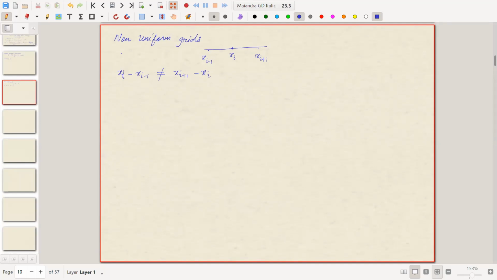Basically, I would like to introduce a notation here, just to avoid confusion. What is the notation? Whatever I have written here is delta x i minus 1. And whatever I have written here is delta x i. Is it okay with you? It's just the notation I am defining.